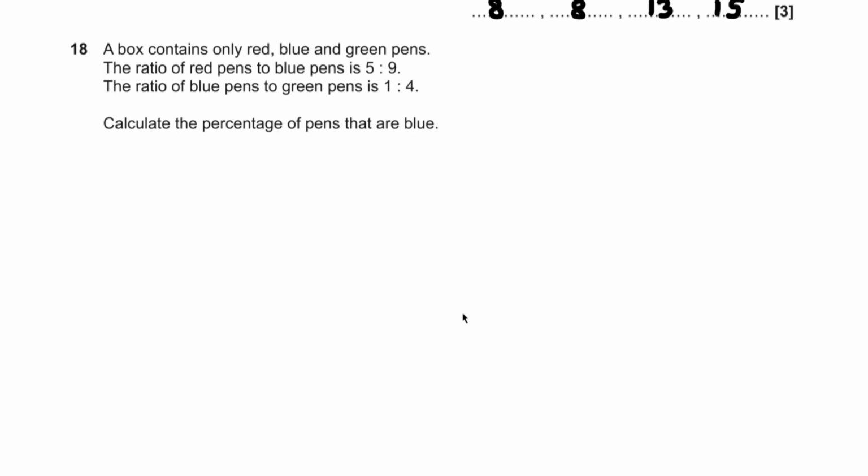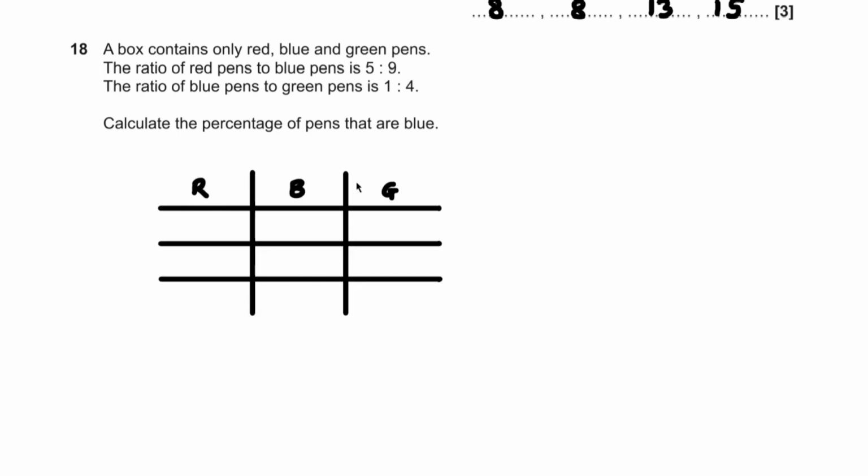Question 18. A box contains only red, blue, and green pens. The ratio of red pens to blue pens is 5 to 9. The ratio of blue pens to green pens is 1 to 4. We have to calculate the percentage of pens that are blue. So we've got red, blue, and green. Now I've got the ratio of red to blue being 5 to 9. Then I've got the ratio of blue to green being 1 to 4.